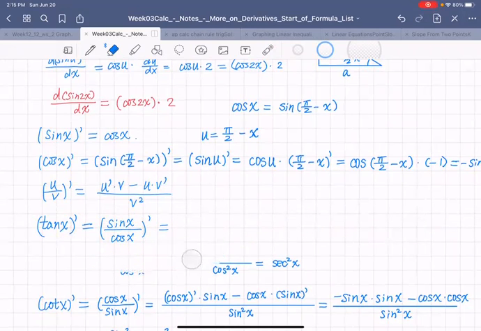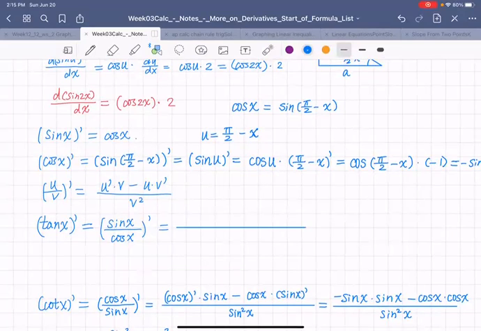Let me call a student to work with me together. Any volunteer? Seriously? No volunteer? I can do it. Okay, let's do it. From the quotient rule, it's sine x prime times cosine x minus sine x times cosine x prime, over cosine squared x.